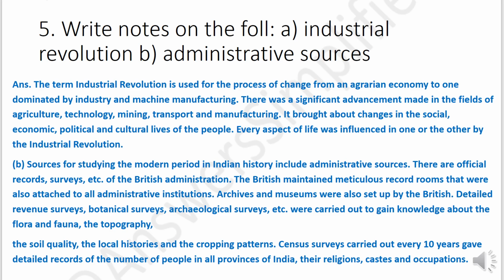B. Sources for studying the modern period in Indian history include administrative sources. There are official records, surveys, etc. of the British administration. The British maintained meticulous record rooms that were also attached to all administrative institutions. Archives and museums were also set up by the British. Detailed revenue surveys, botanical surveys, archaeological surveys, etc.